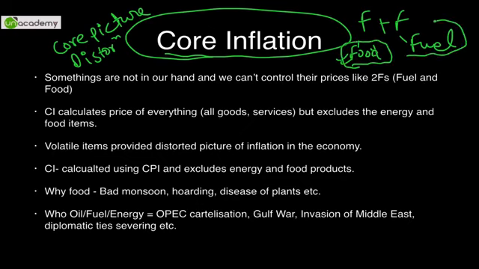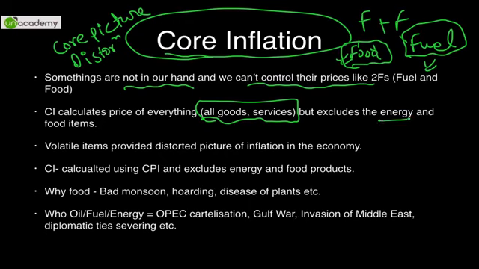Similarly, if you have an oil cartel like OPEC, they can decide whatever they want to do with fuel. Similarly, there is the Gulf War, invasion of the Middle East, or some diplomatic ties have suffered. So fuel prices may also decrease or increase. These are not in our hand and we can't control their prices. So what we can do is exclude them and calculate everything else but energy and food items. This will lead to the production of core inflation.